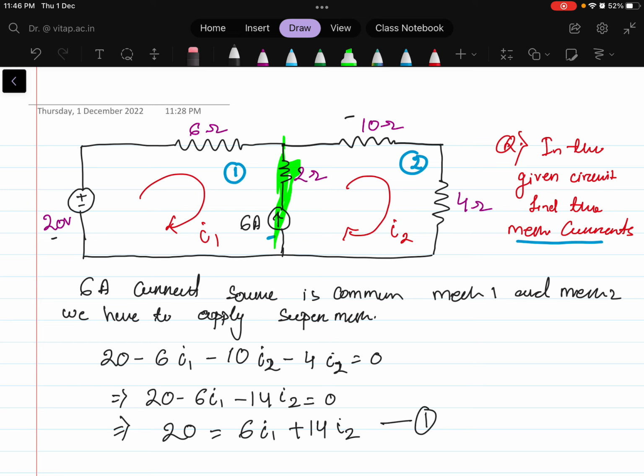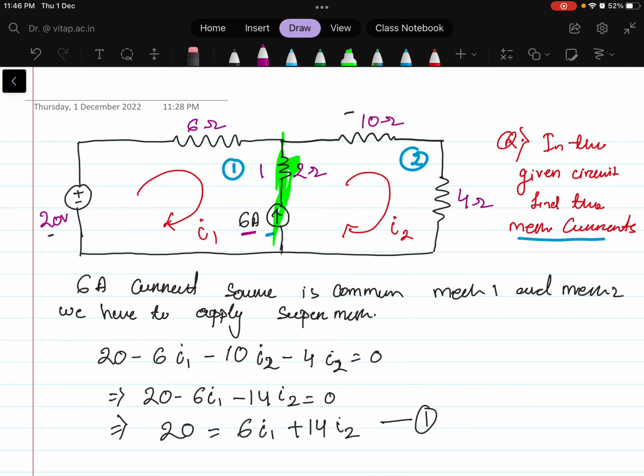Now next we can see here this 6 ampere value. So what is this 6 ampere value? If I consider mesh 1 here, I1 current is flowing like this and I2 current is flowing like this. So I can write that here 6 plus I1 is equal to I2.